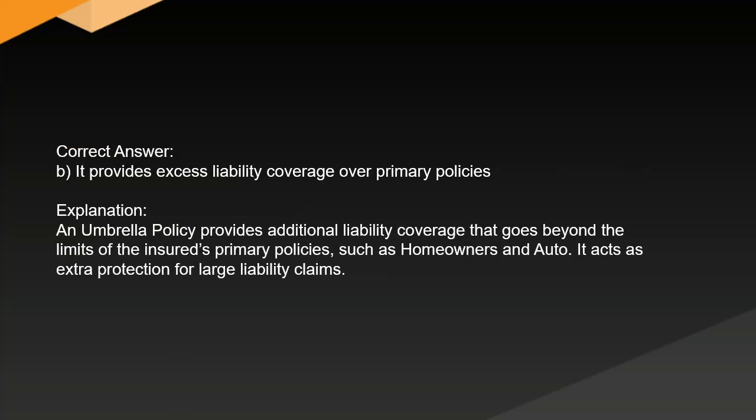Correct answer. B. It provides excess liability coverage over primary policies. Explanation. An umbrella policy provides additional liability coverage that goes beyond the limits of the insured's primary policies, such as homeowners and auto. It acts as extra protection for large liability claims.